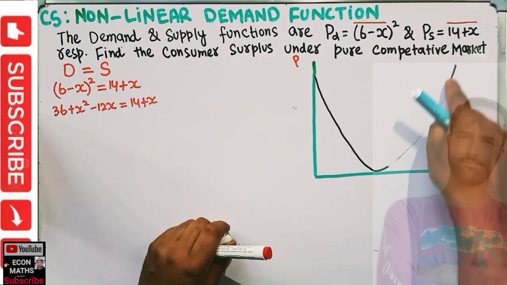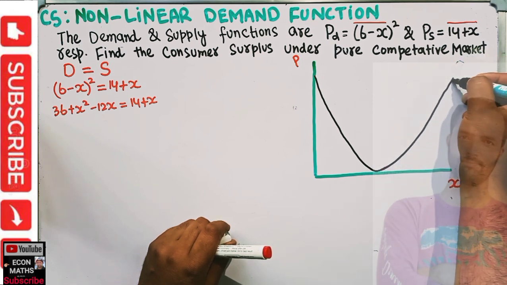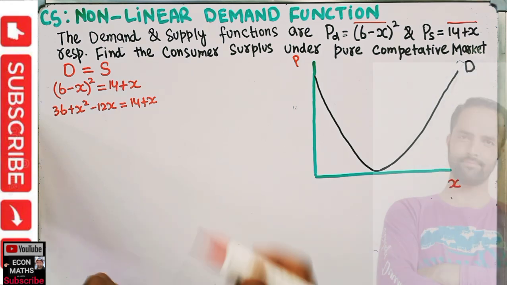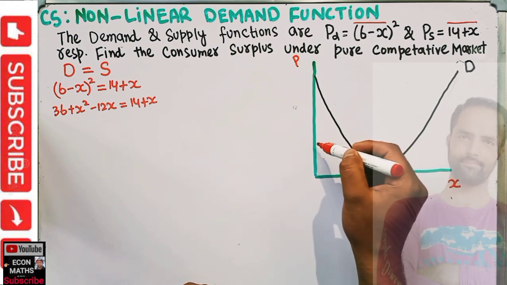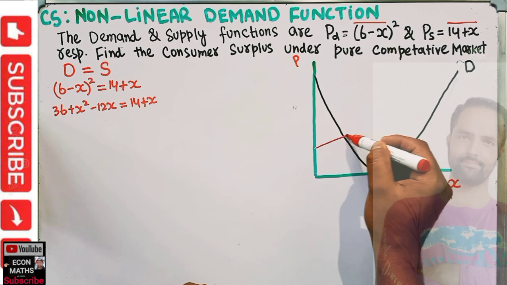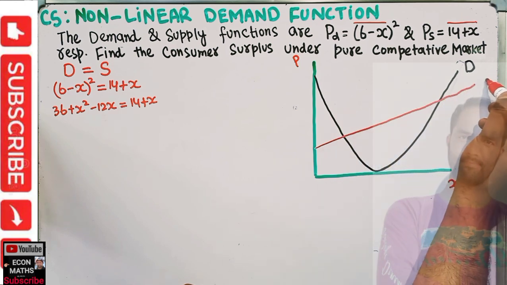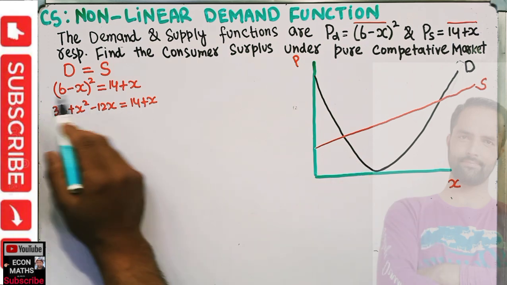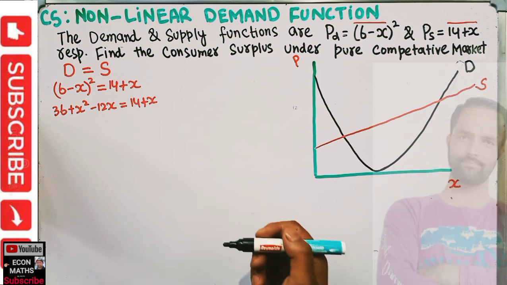So its graph is like this. This is our demand function, and this is our supply function. 14 is the intercept. Let me draw it like this. This is our supply function. Now we know equilibrium occurs where demand will intersect supply.